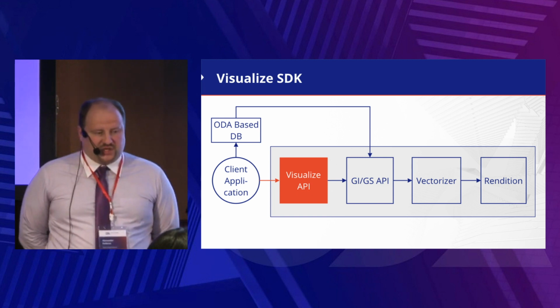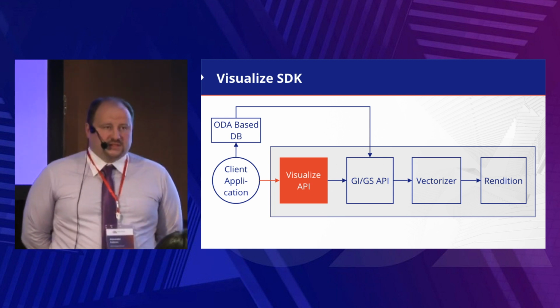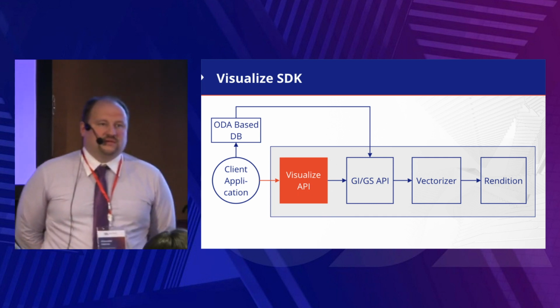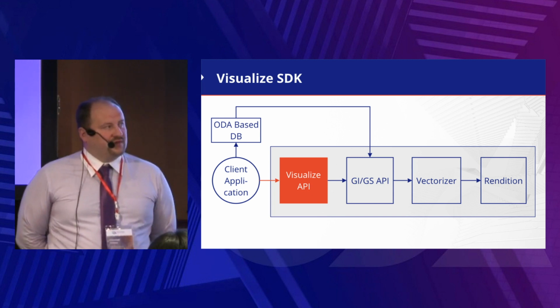The problem with this architecture is that a client application cannot directly manipulate the Visualize SDK. And since the GI.js API was already discussed many times in the past, further we will focus only on the new simplified Visualize API.